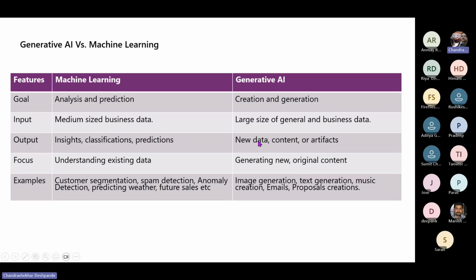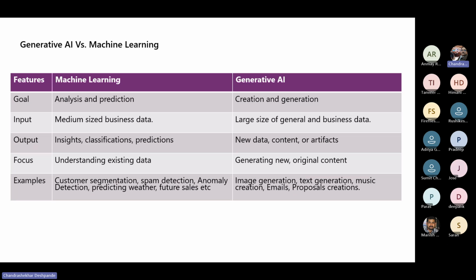new data also. Sometimes what happens is that you are in an area which is perhaps new to you and you do not have much data with you. In that case, generative AI can be used to generate synthetic data for you. Machine learning's focus is actually existing data, understanding existing data. Generative AI understands existing data, but for what? For designing content, new content.